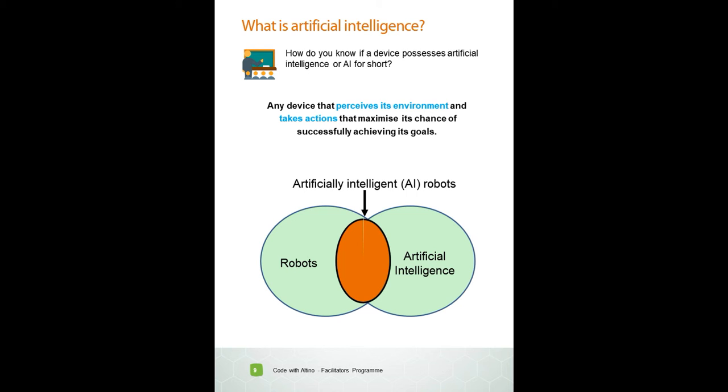But as we can see by the Venn diagram below, you have robots that are not artificially intelligent, and you also have artificial intelligence that are not robots. Altino, the robot car, is an artificially intelligent robot. It perceives its environment and takes actions that maximise its chances of successfully achieving its goals, and that's what makes this product really exciting and fantastic for educational purposes.